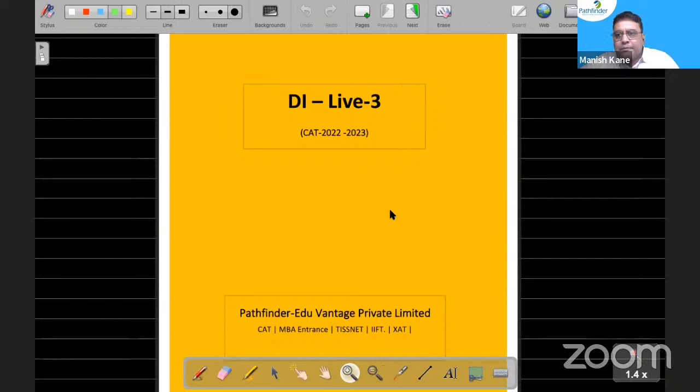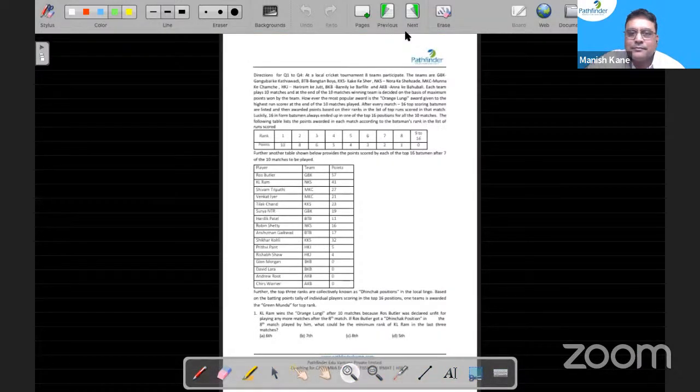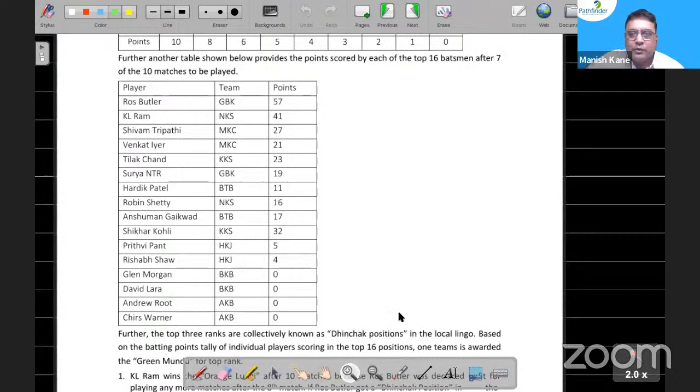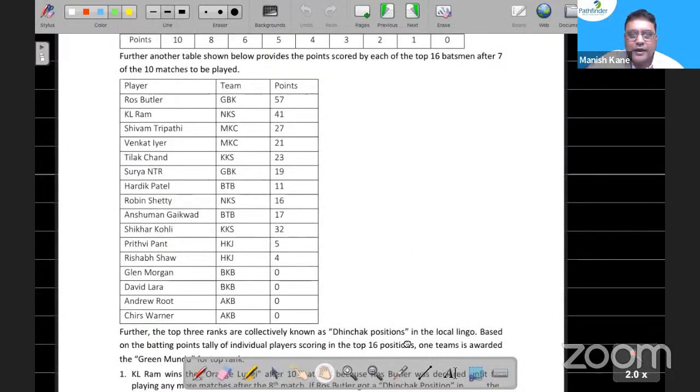And we are starting in approximately 1 minute. And the modus operandi will be same. I'll give you around 10 minutes to solve the first caselet. And then we will solve this caselet fully. All right, so this is an old caselet, quite similar to an old caselet of CAT.